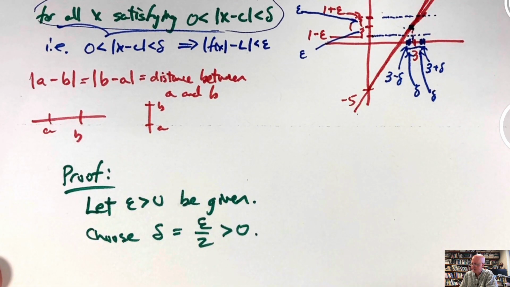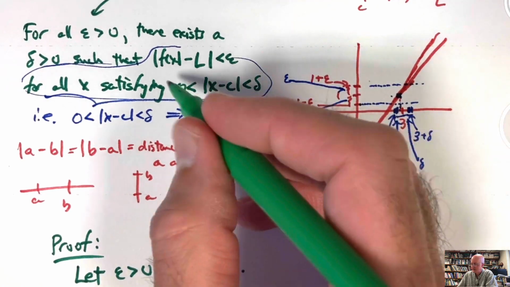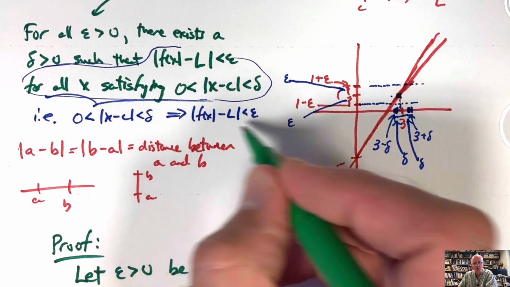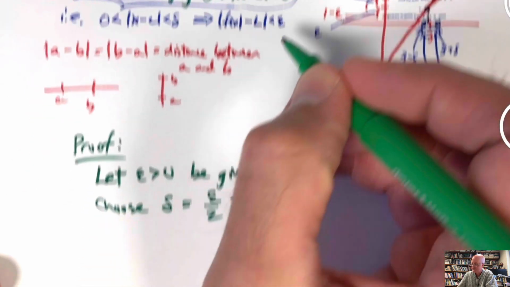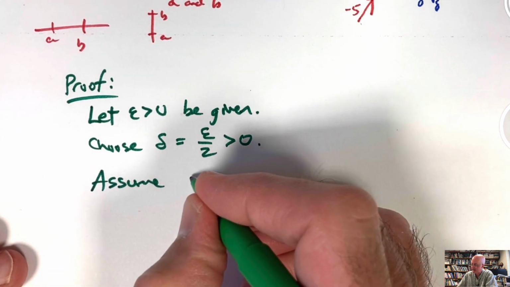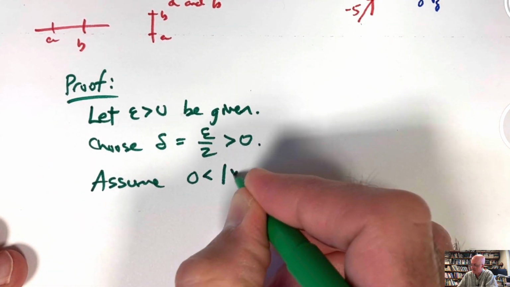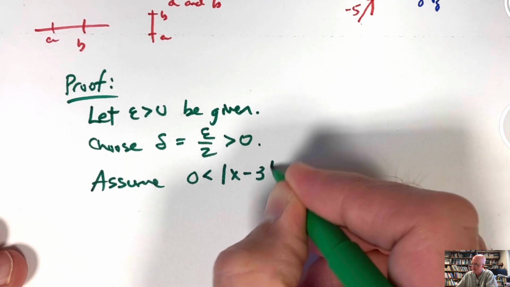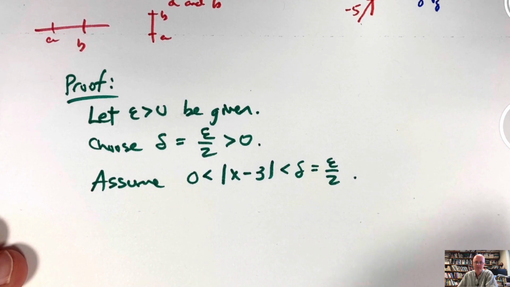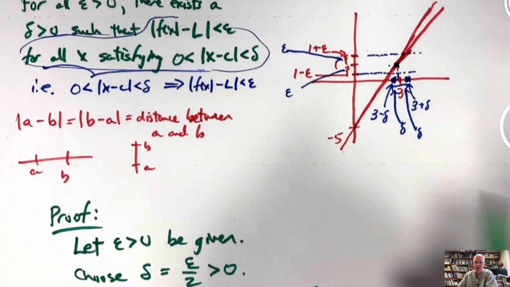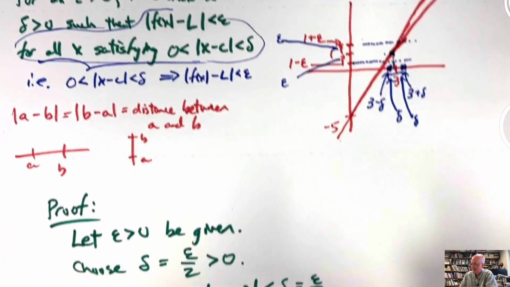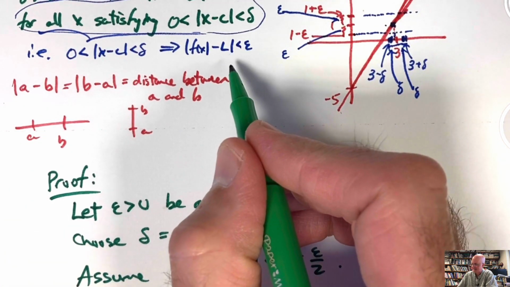All right, well, what do we need to do with this? We need to show that this clause is satisfied. Assume x satisfies this and show that f of x satisfies this. Assume that we have chosen x so that 0 is less than the absolute value of x minus c, c is 3, is less than delta, which is epsilon over 2. We're going to assume that. We want to show that this implies that. So assume this. We've got to show this.